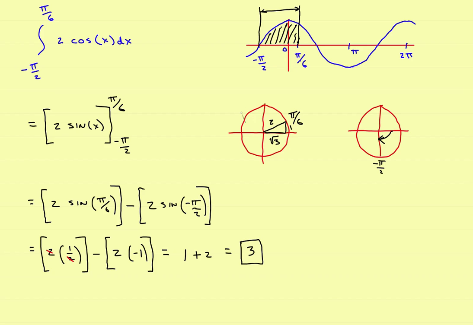So just remember, the hard part probably is the trig part, just remembering your exact values of your trig angles. And if it helps, draw a little circle of it like this and get the exact values off that. All right, let's try another example.